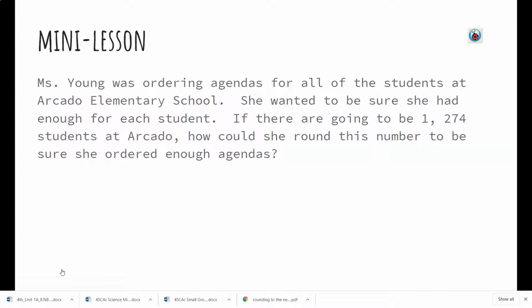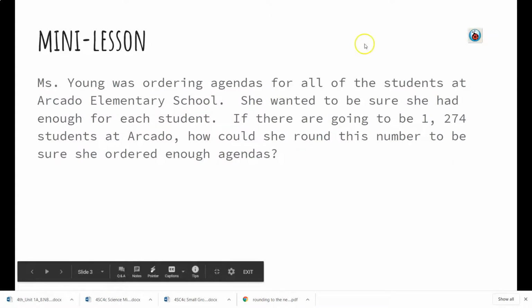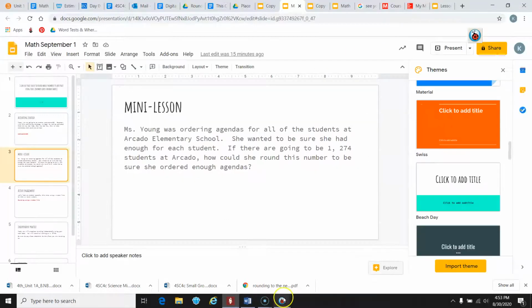Okay, so we want to be sure there are enough. Now remember, rounding is a way of estimating or finding about how many of something we have or we need or we want. And there's different ways we can round. So I'm going to model rounding this number to the nearest 10, to the nearest 100, and to the nearest 1,000. And then we're going to decide which one of those numbers is the best estimate for this problem, okay? So I'm going to switch over to my paper so you can see my work.